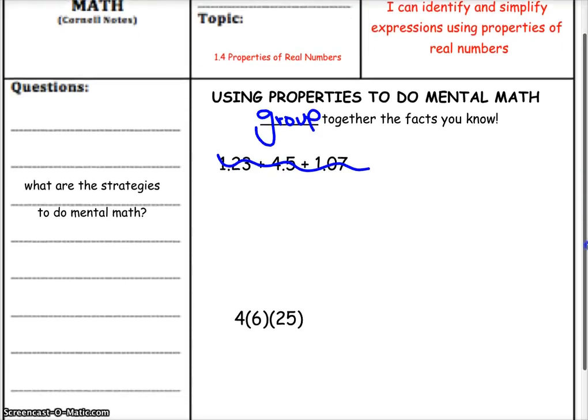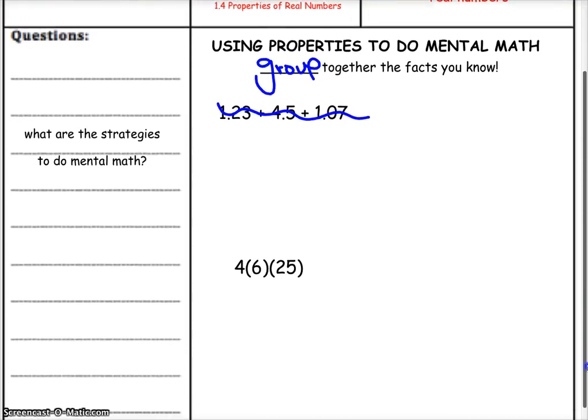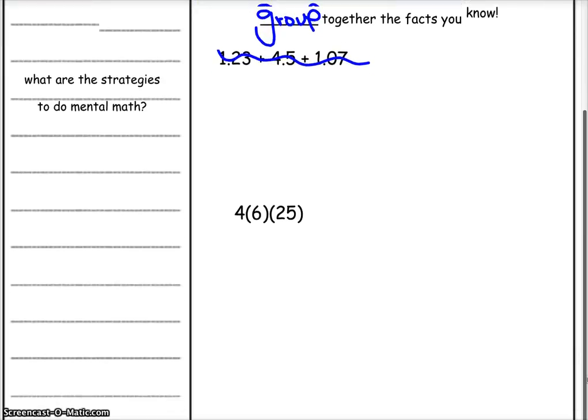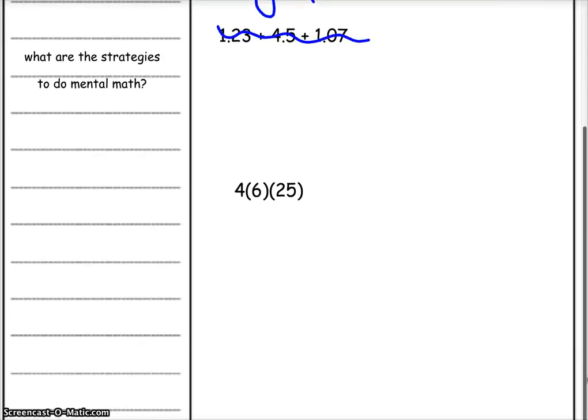So for example, I'll show you 2 strategies to do this multiplication problem. You can go 4 times 6 is 24 times 25. Do you know that in your head? Does anybody know that in their head? Me neither. Or you can look for a fact you know.